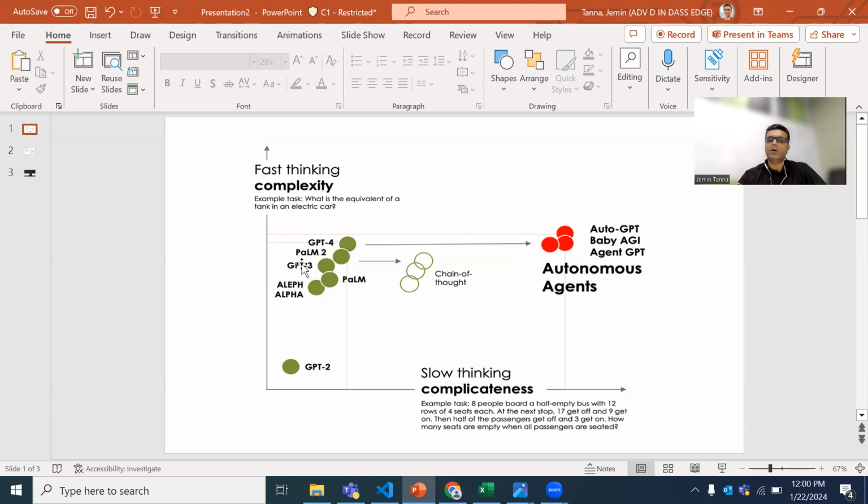For example, if I have some boundary conditions, like the one given over here: 8 people board a half empty bus, and then I have a lot of conditions with seats and people coming in and coming out. How many seats are empty when all passengers are seated, for example, right? So that's more of a complicated approach on which the autonomous agents come into play, right?